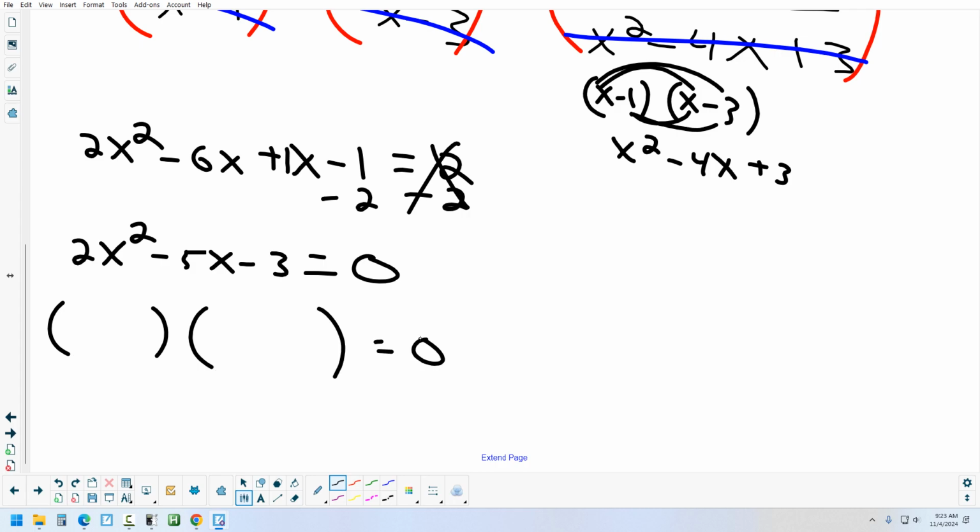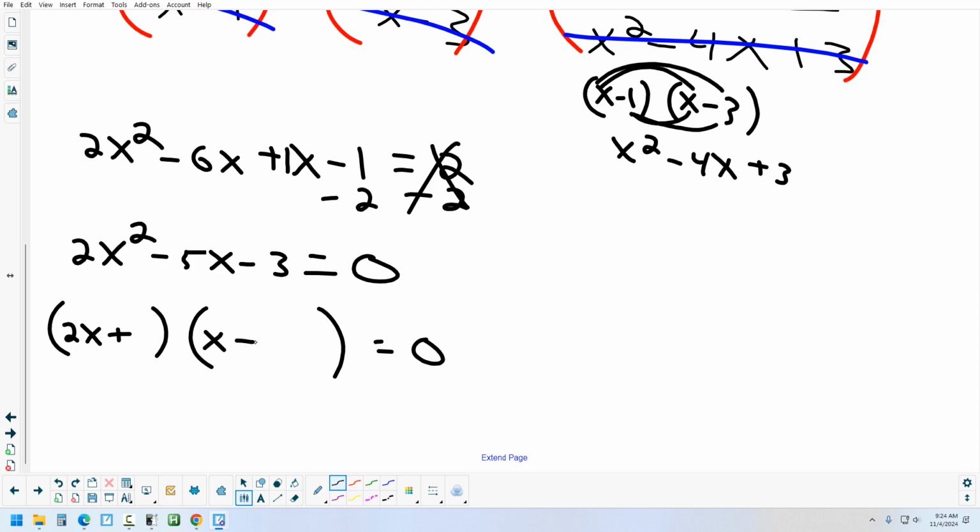What would be my first term in each parenthesis? 2. And they have to multiply together to give me 2x squared. 2x and x. Yep. You've got a negative in the middle, and you have a negative constant. What does that mean about your signs? Plus minus. Yes, you need a plus and a minus. It does matter which one goes where. I'm just going to try plus minus. If it doesn't work, I'll fix it.